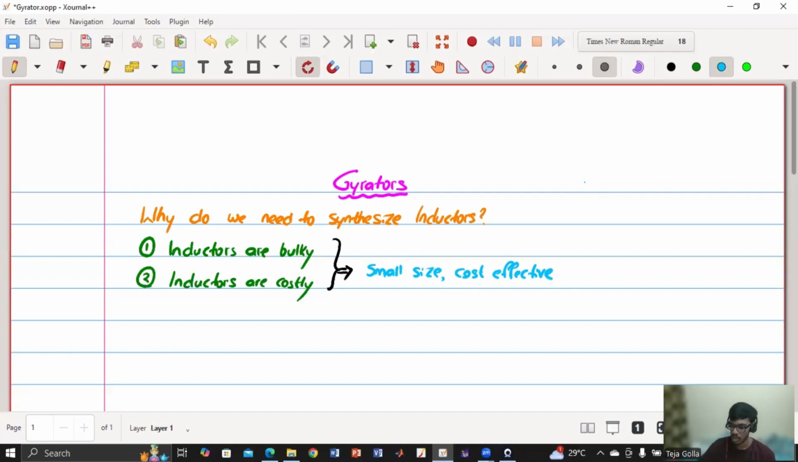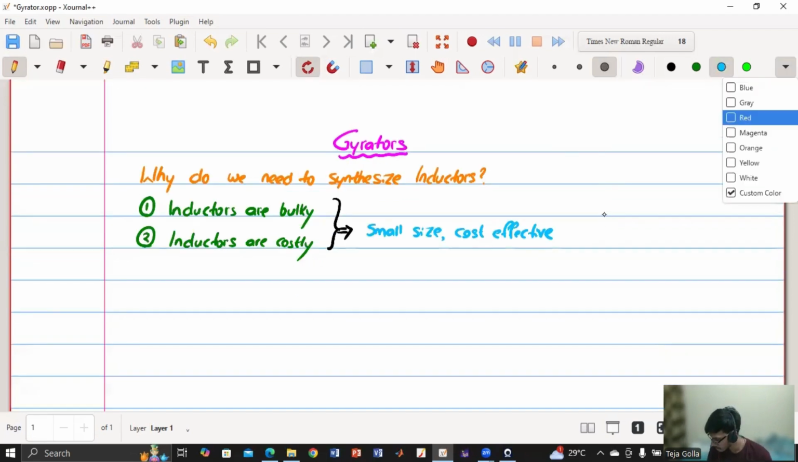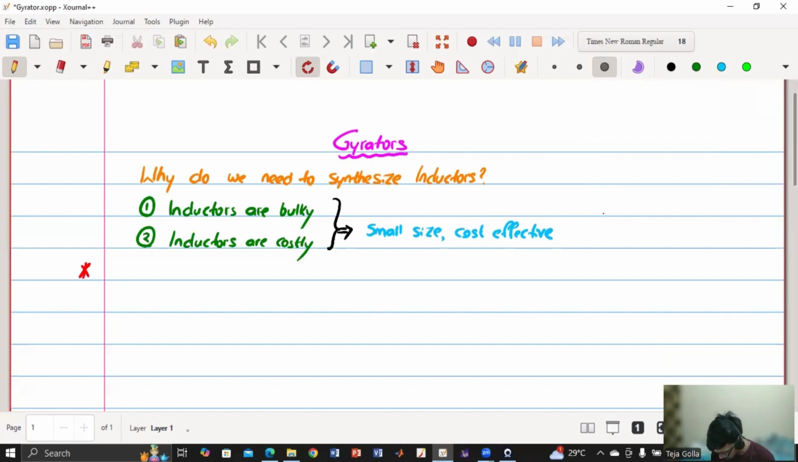using the inductor. So now another question is, then why do you have inductors? If you can synthesize the inductors, why do you even sell inductors, or why do you even need inductors? Is there any limitation for Gyrator circuit? Yes, there is a limitation. It is only used in low power applications.